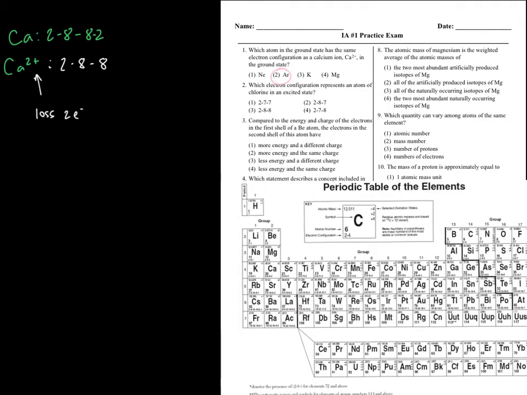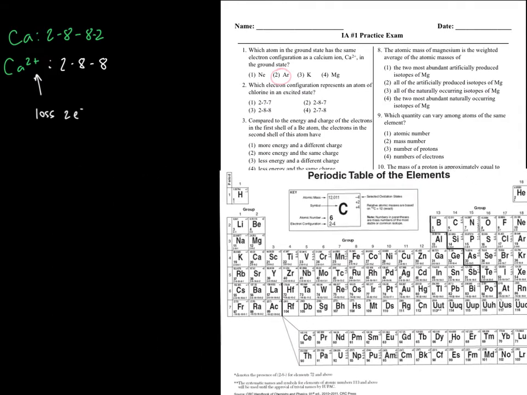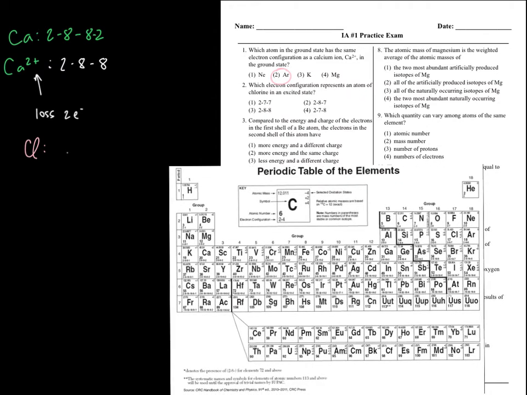Alright, let's put this away. Number 2: which electron configuration represents an atom of chlorine in an excited state? Alright, so chlorine in the excited state should have a different configuration than its normal ground state. So let's find chlorine on the reference table. Chlorine is right here, number 17, so it's 2, 8, 7.